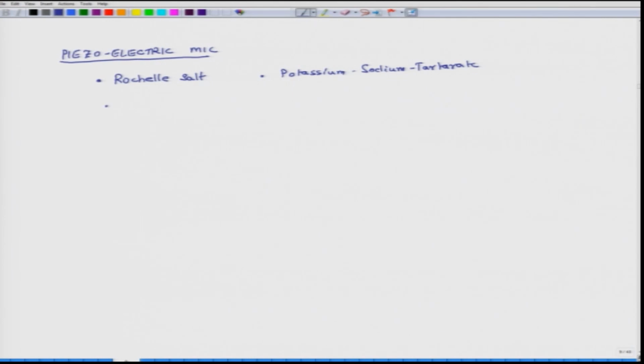Another natural material which exhibits this effect is quartz. And one material which is artificially synthesized is barium titanate. So, this is an artificial or synthetic material, it is made in labs. But these others are all naturally available materials. Okay. Now, there are two categories of these materials.